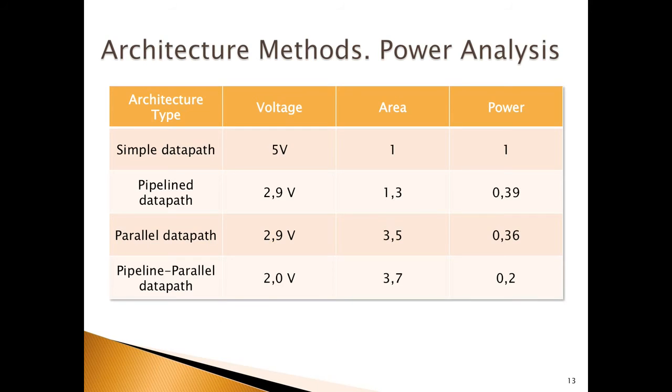In this slide is shown a comparison table with the values obtained. We see that using pipeline and parallelism implies a big reduction of the power consumption compared with the original circuit. We also observe that parallelism reduces the power consumption more, but the best option is the combination of both methods.